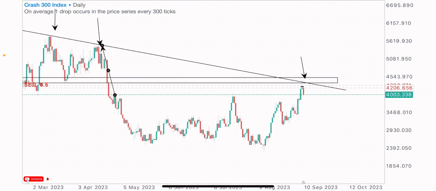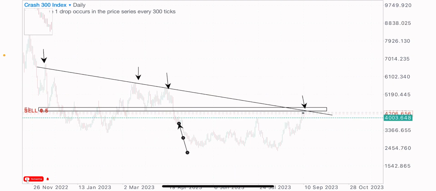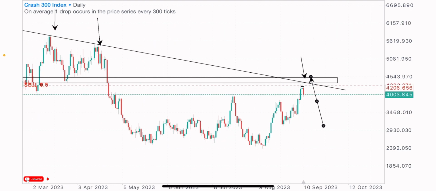So we had two reasons for shorting this index at this point: the reaction on this trend resistance and the market reaction on this horizontal resistance level. So I took my sells at this point. I didn't just enter the sells at this zone. I went to a lower time frame to have a good entry level.